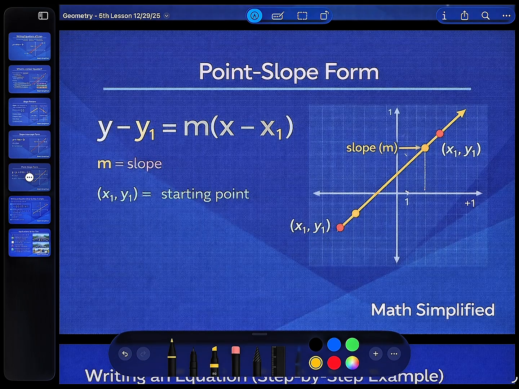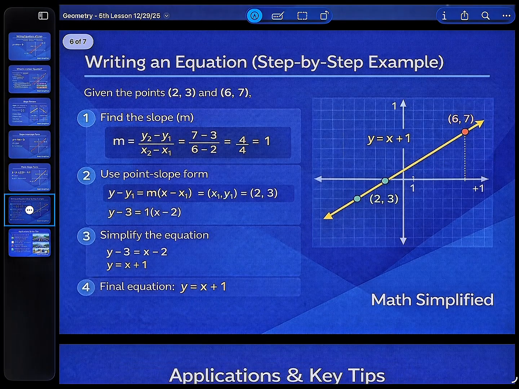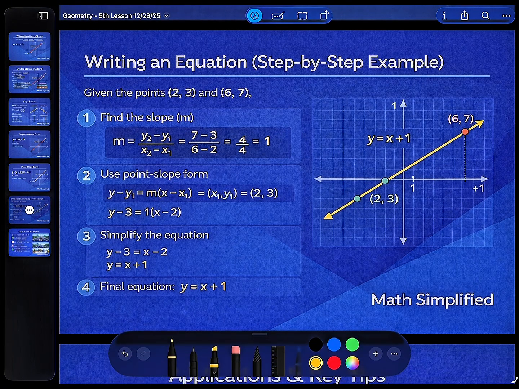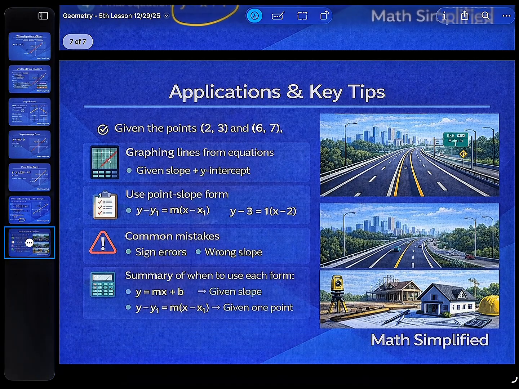Then point-slope formula, same thing, m is slope, and then we have y minus y1, x minus x1. Then afterwards, here we have a step-by-step example of how to solve these equations. We first find the slope, use point-slope form, and then simplify the equation. And once we simplify that, we should get our slope-intercept form. And then its applications and tips.